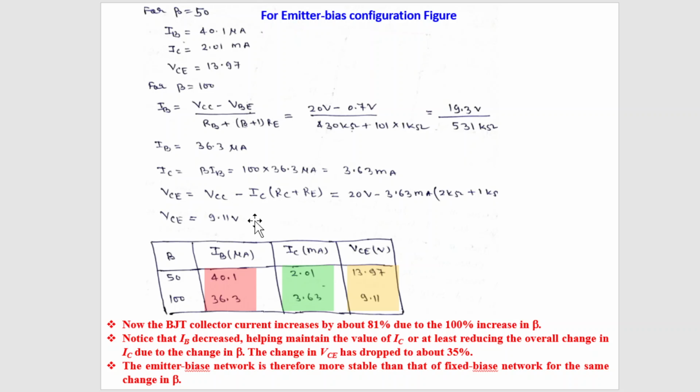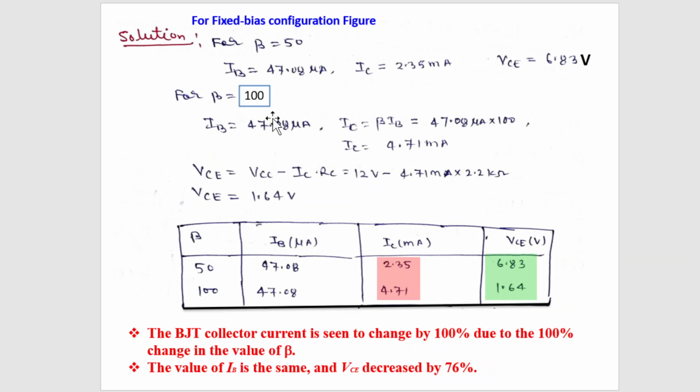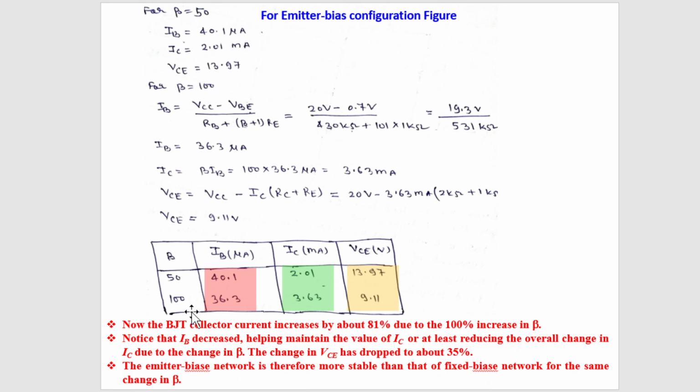Now if you prepare a table for this second figure, the emitter bias configuration, for beta 50 and 100: IB 40.1 and 36.1, IC 2.01 and 3.63, VC 13.97 and 9.71. If you see clearly, in emitter bias configuration the base current is not constant. For fixed bias configuration, when you change beta from 50 to 100, your base current remains the same, but here, if you change beta from 50 to 100, your base current also changes, from 40.1 to 36.3.